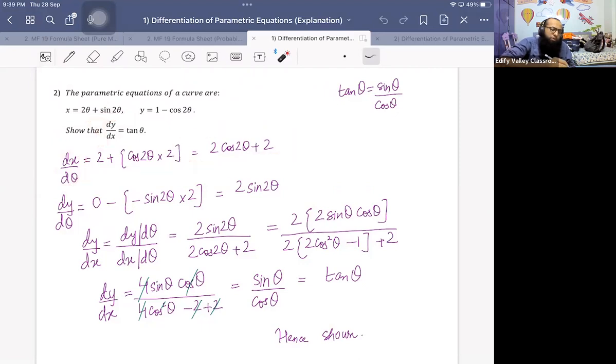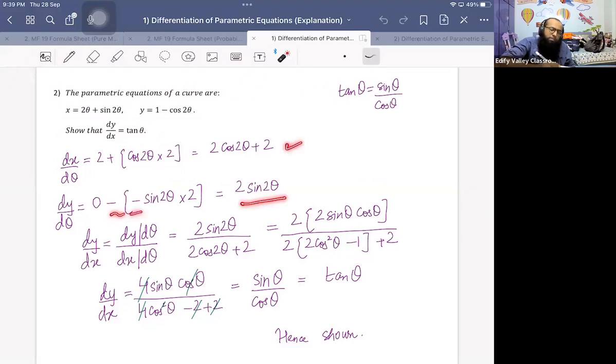Then if we are going to differentiate y with respect to theta, then dy by d theta: differentiation of 1 is 0. Minus cos 2 theta, we know that minus will remain minus, but the differentiation of cos 2 theta is negative sine 2 theta multiplied by 2. This minus and minus will get plus. So this is going to be plus 2 sine 2 theta.